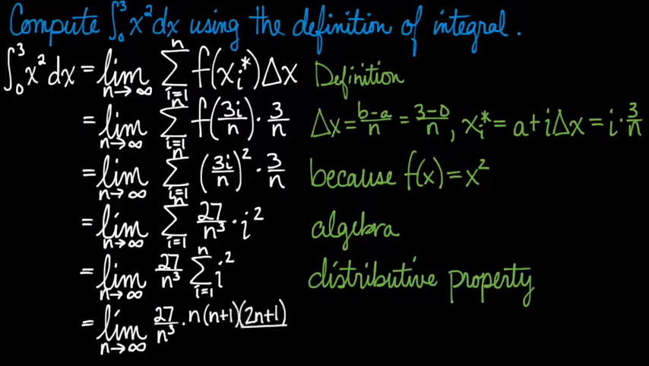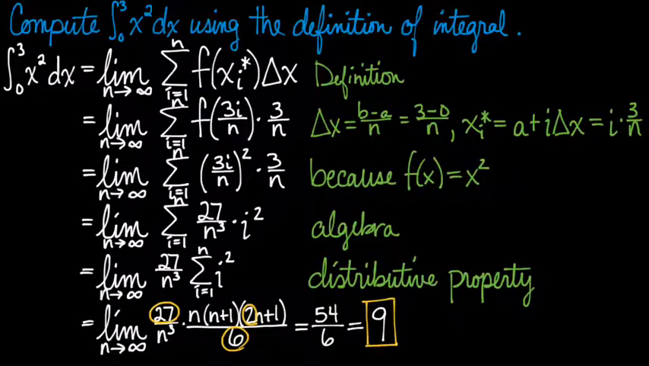Next, I know what the sum as i goes from 1 to n of i squared is equal to. I know that it's n times n plus 1 times 2n plus 1 all over 6. So I make that substitution. Everything else I leave alone.